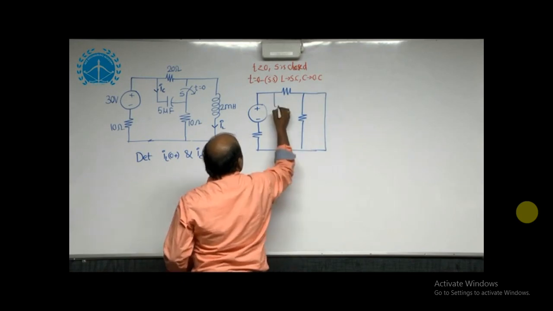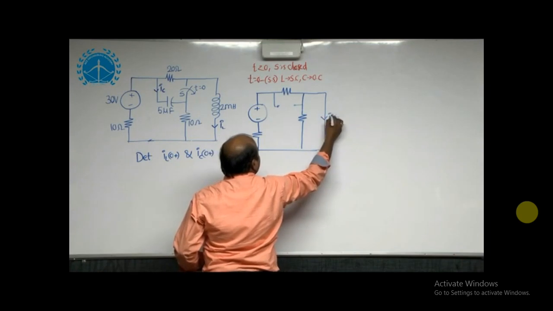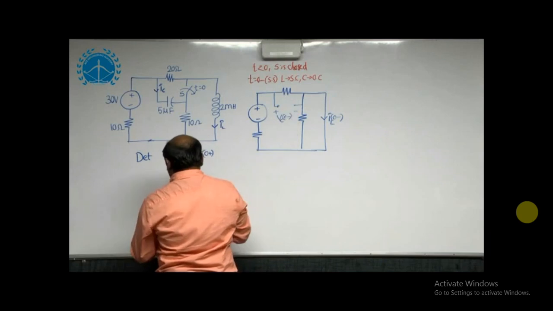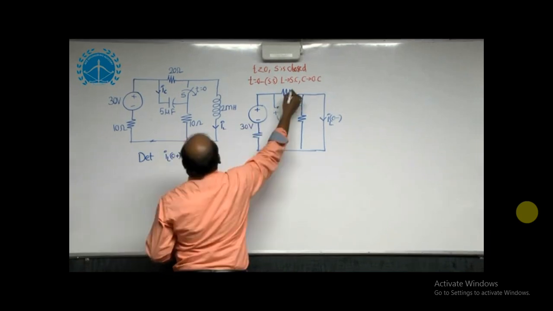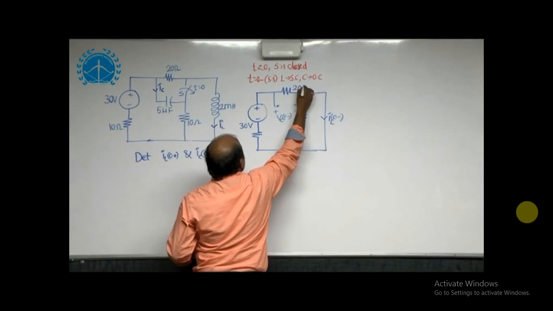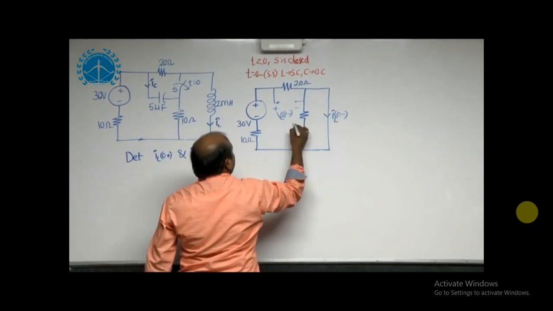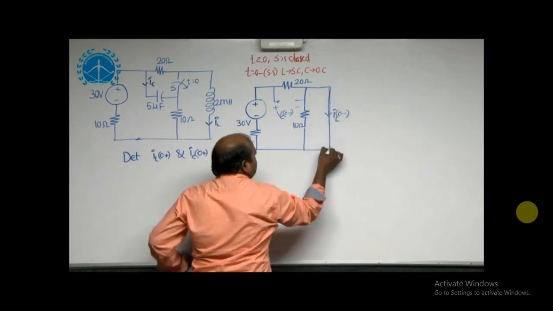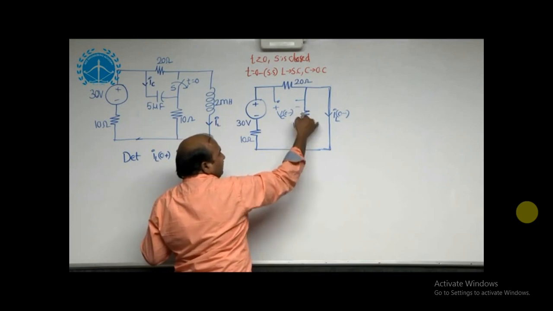This is the open circuit voltage we need to estimate, VC of 0 minus, and the short circuit current, IL of 0 minus. Now this is 30 volts, this is 20 ohms, and this is 10 ohms given. Here, by providing the short circuit, there is no current in the 10 ohms. That's why we can neglect this.